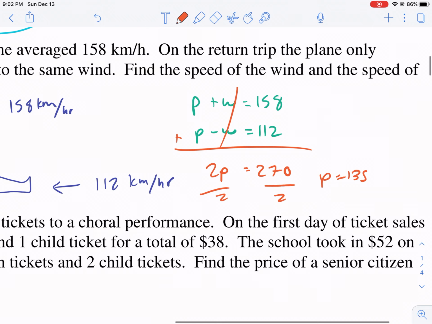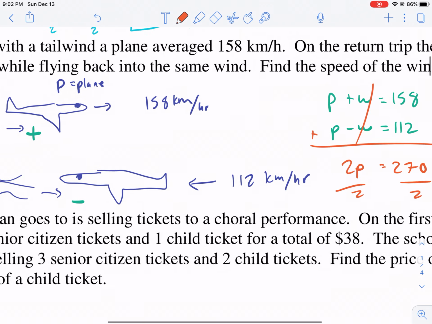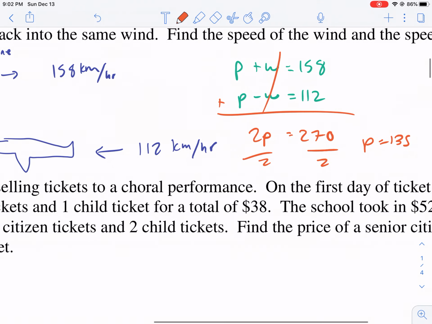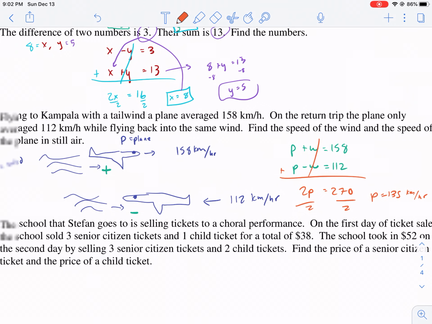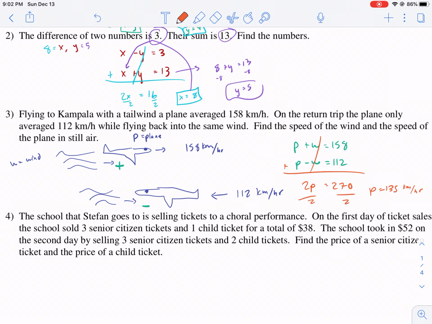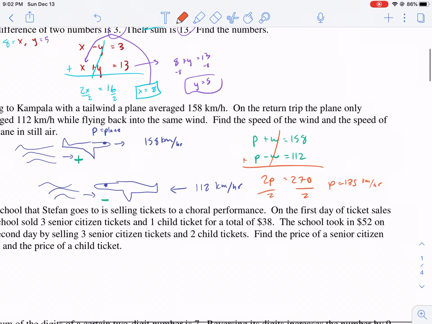What does this mean? Well, we already established our variable, that P equals the plane. That's the plane speed. So this is 135 kilometers an hour. And that's actually really slow for a real plane, but again, this is just a word problem. Okay, so we have P equals 135. Now we need to find the speed of the wind.